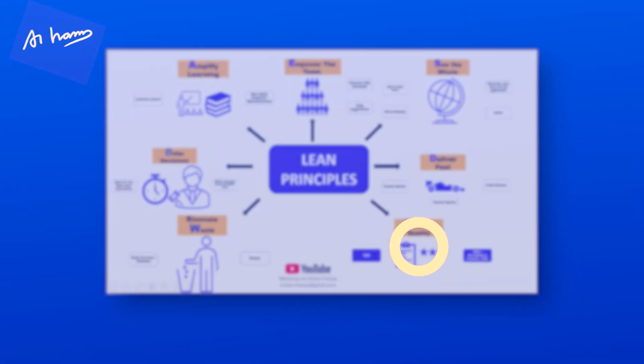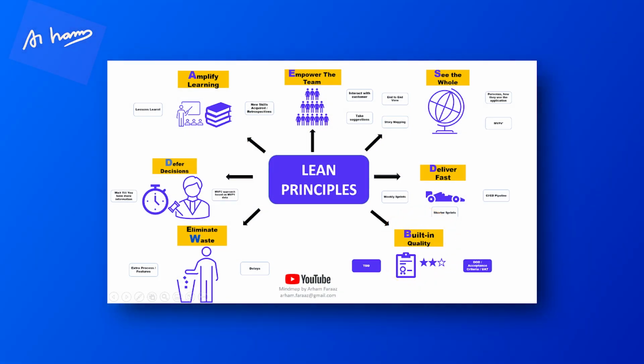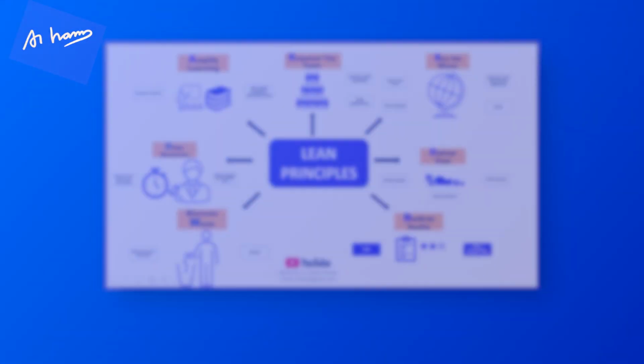Then built-in quality, right? So we want to do test driven development, we want to have the acceptance criteria written down, we want to do unit testing, we want to do automated testing. So we want to build in the quality in software so that we give a better software. That's the fourth principle. The next one is we want to eliminate waste.